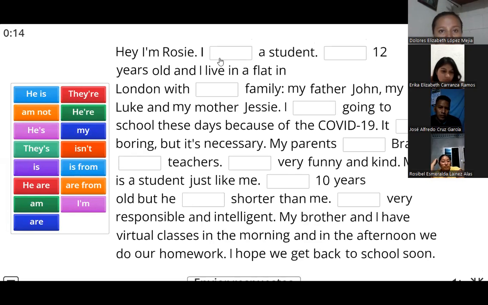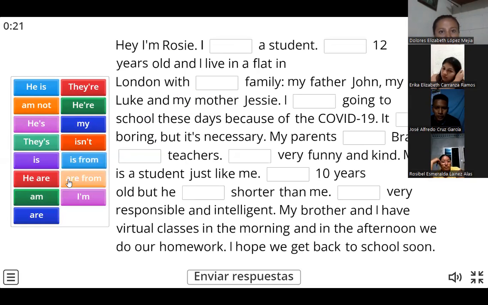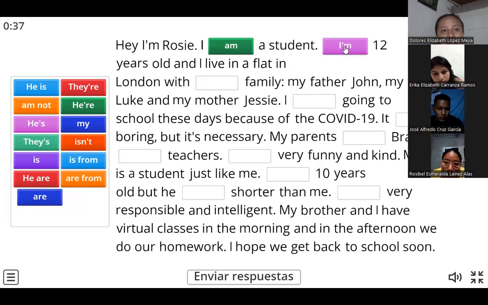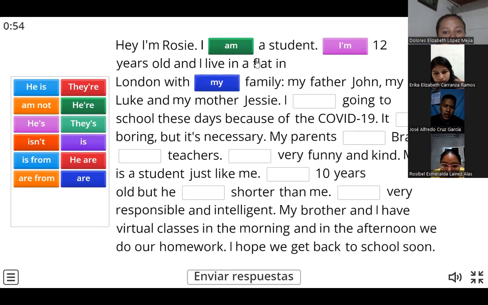Hey, I'm Rosy. I am. Okay, I am a student. Okay, what goes here? I'm. Okay, I'm 12 years old and I live in a flat in London with my family, okay? Flat is apartment in British English. American English, apartment. British English, flat, okay? Hey, I'm Rosie. I am a student. I'm 12 years old and I live in a flat in London with my family, my father, John, my brother, Luke, and my mother, Jessie.